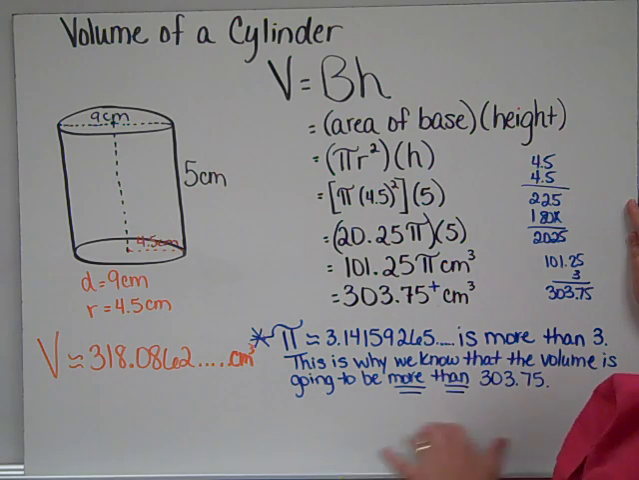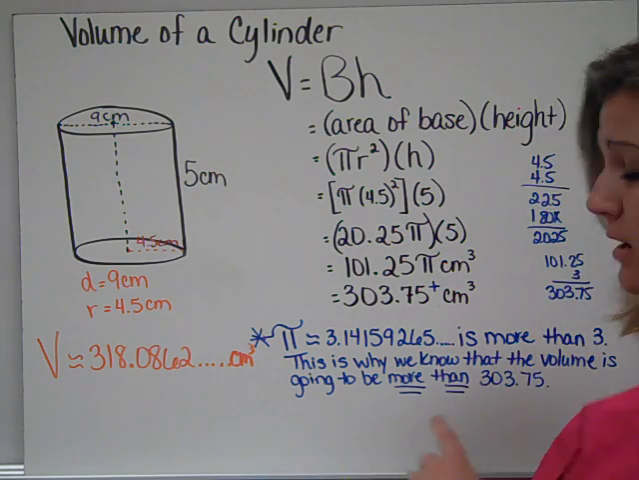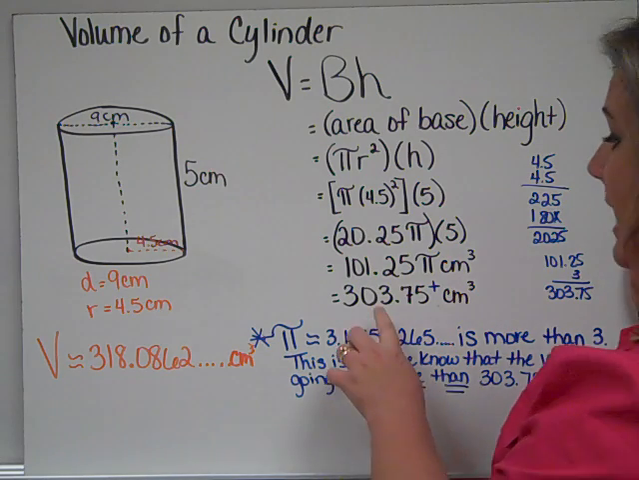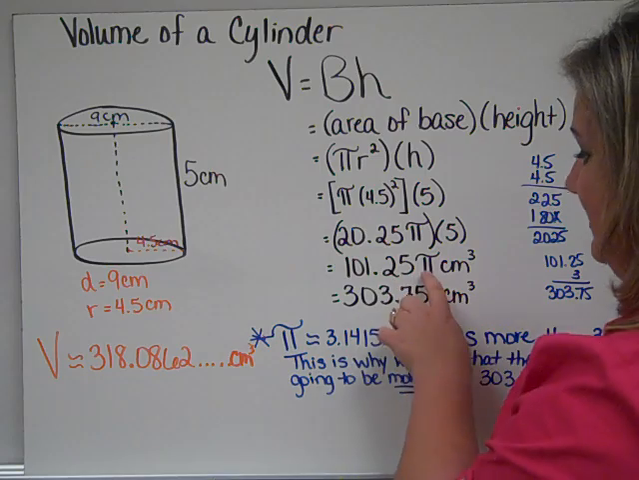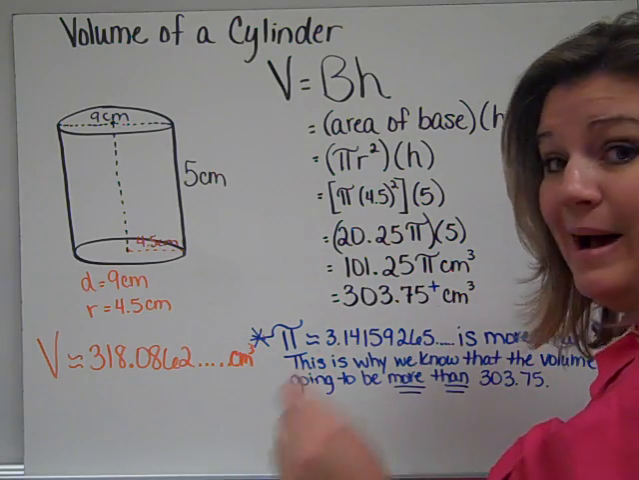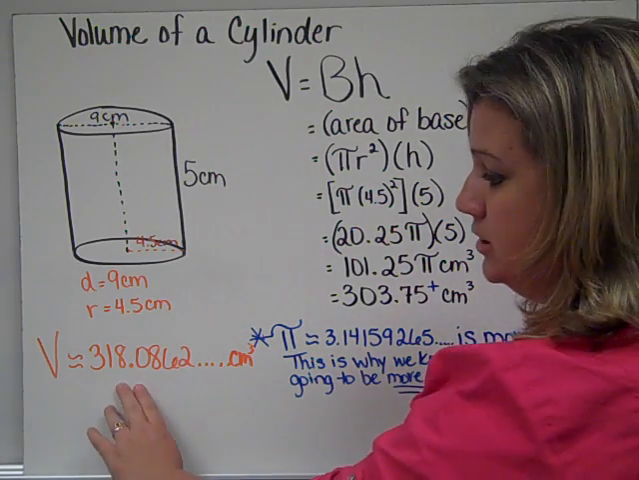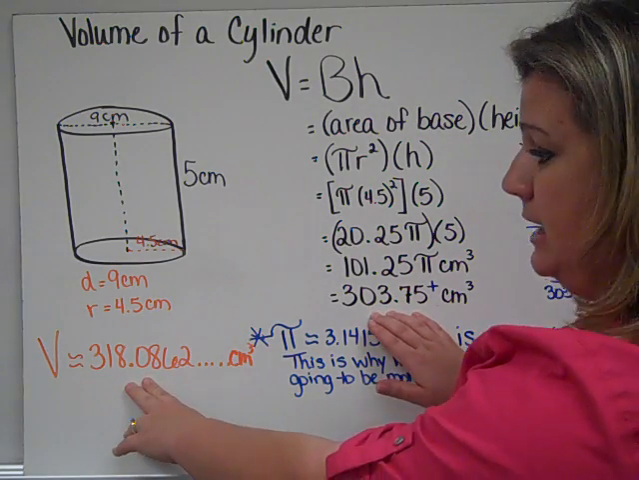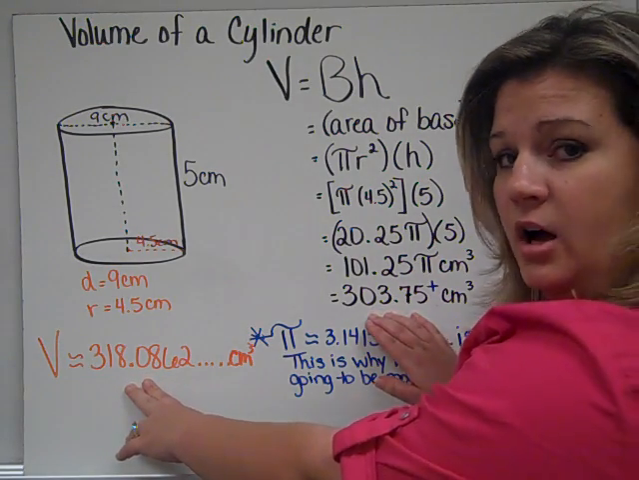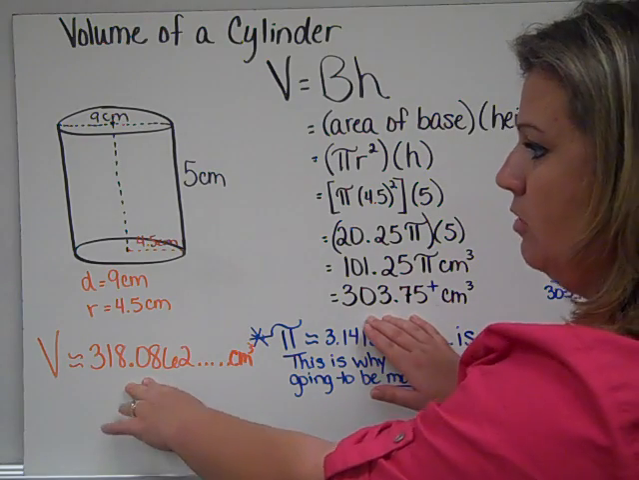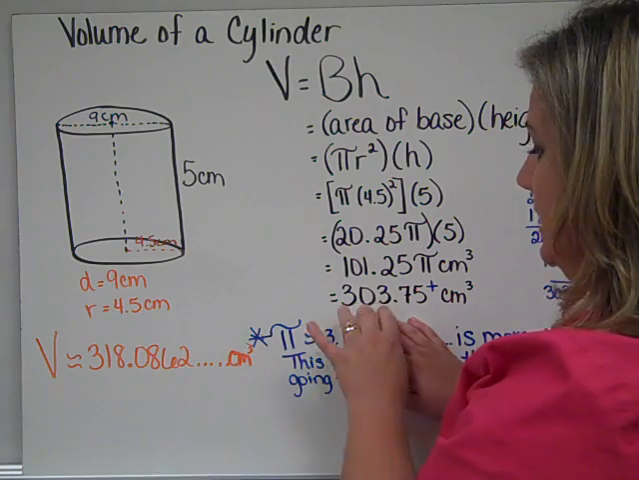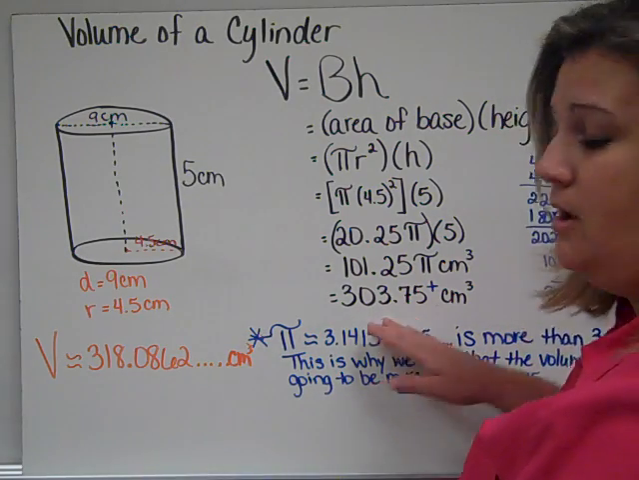That is why we know that the volume is going to be more than the numbers we just produced when we multiplied. Okay, when I plugged in 101.25 times pi, and I used the pi symbol in my calculator, this is what spit out. So that is very close, using number sense and understanding what it is that I'm doing. Remember, we cannot use a calculator. So therefore, I need to understand the number sense of this. Okay?